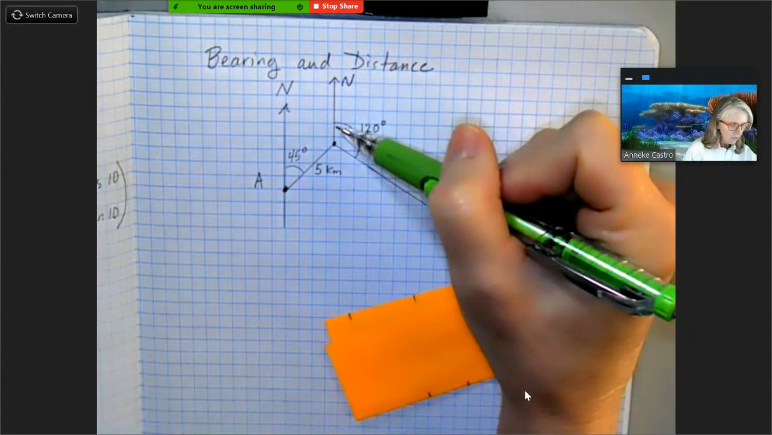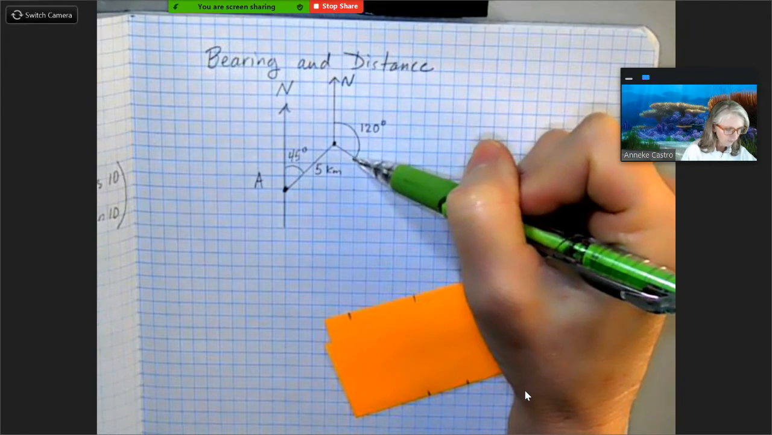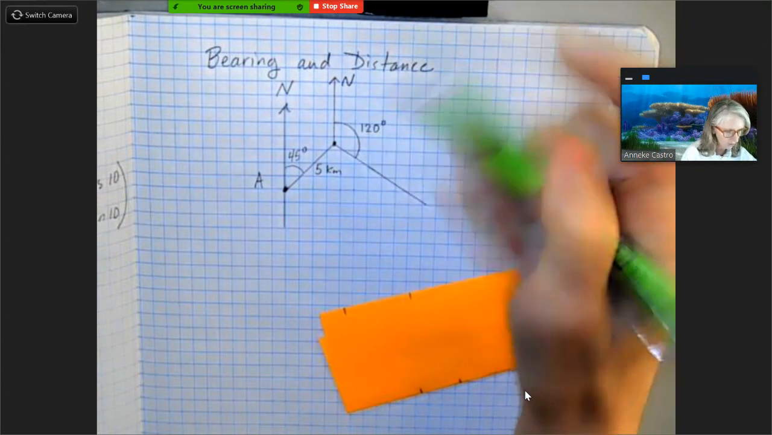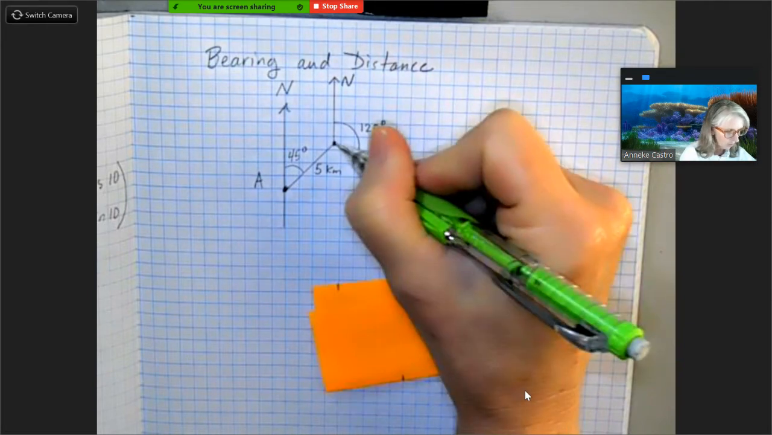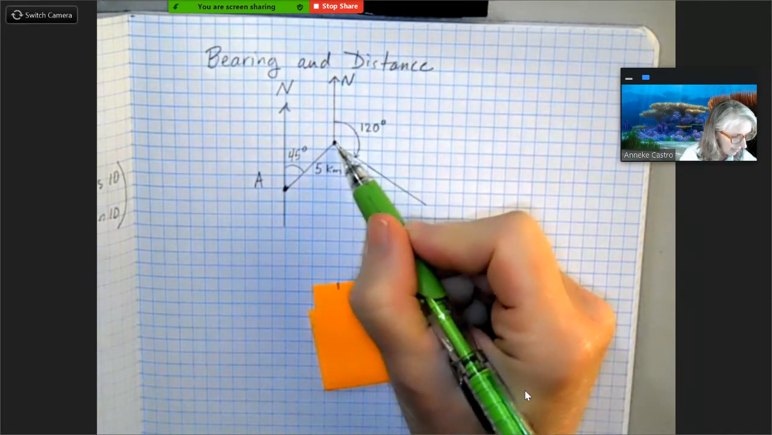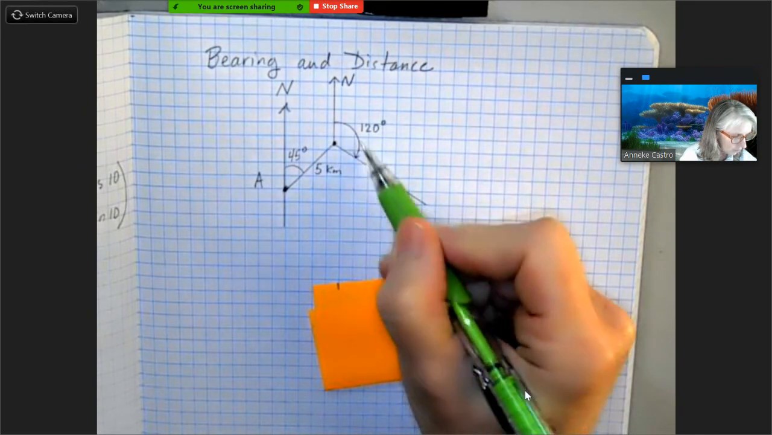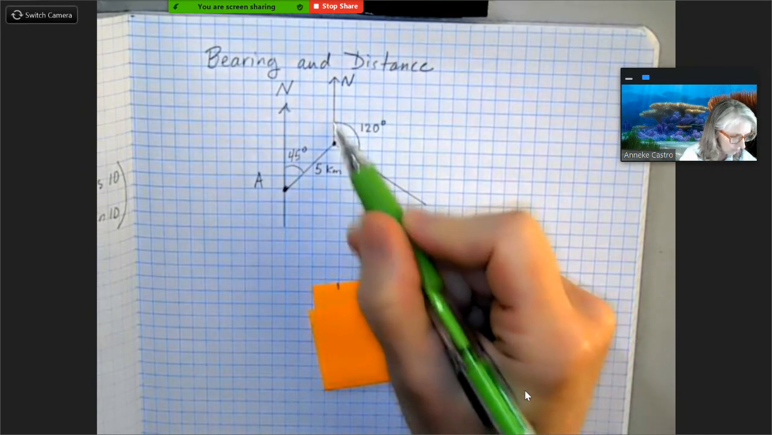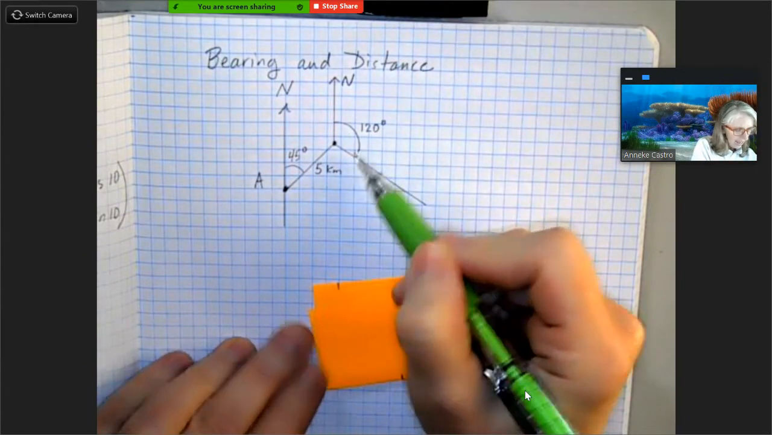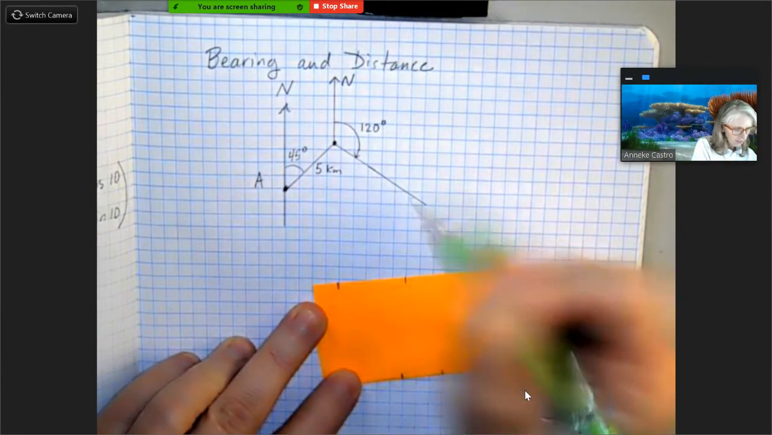So now he's going to go 120 degrees. So you turn clockwise 120 degrees, and he's going to be going in this direction now. So he started here, he walked 5 kilometers, and then he turned again with a bearing of 120. It's always in relationship to the north because your compass always points north. And this time he's going to walk 8 kilometers.